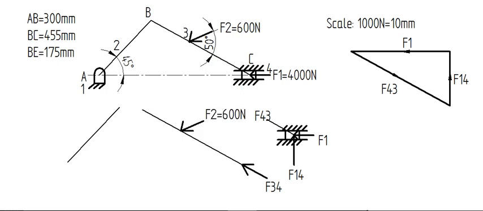600 newtons. Okay, and the angle is known to be 50 degrees, and you can now find F32. Okay, so F32 can be calculated here. So two forces are there, and one force can be calculated. So let us draw the force polygon.